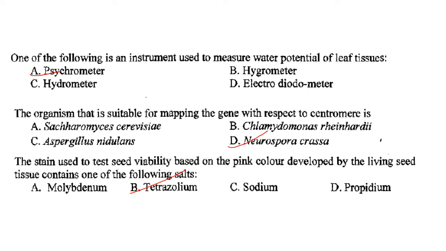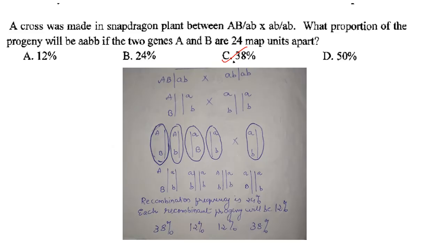Next one. The stain used to test seed viability based on the pink color developed by the living seed tissue contains one of the following salt. So it contains tetrazolium salt. Answer is option B.